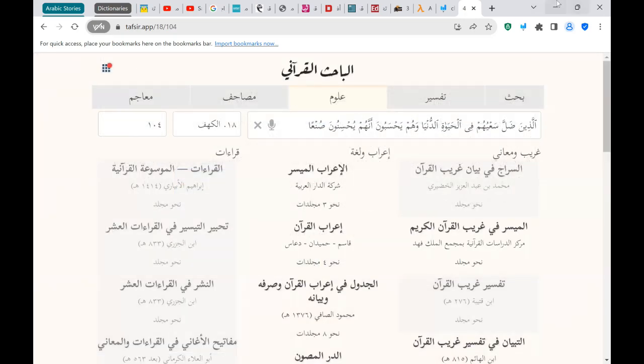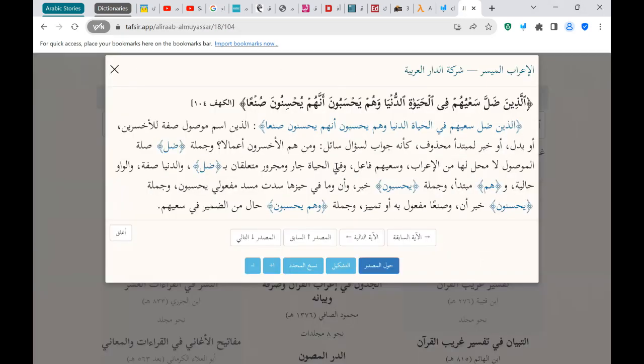Sister Ilham? Yes. Now, the harf of nasab, it cannot always be considered as a masdar muawwal, right? Yes. Whatever comes after it, inna and its khabar, anna and its khabar, they're always going to be considered masdar muawwal. The harf of nasab and its khabar is always considered a masdar muawwal? Yes. Okay.